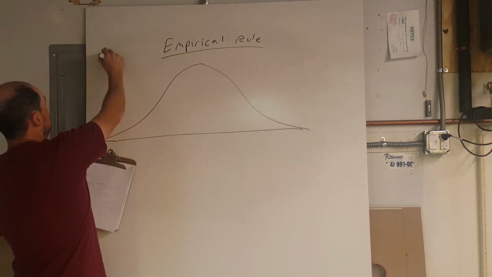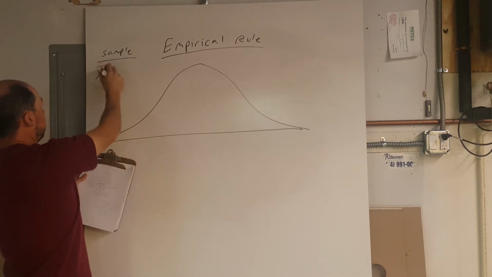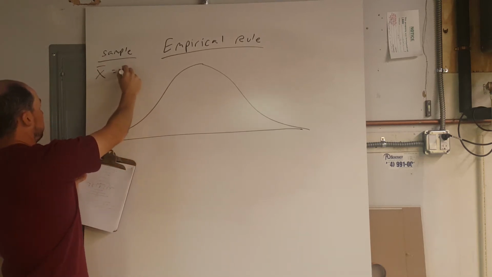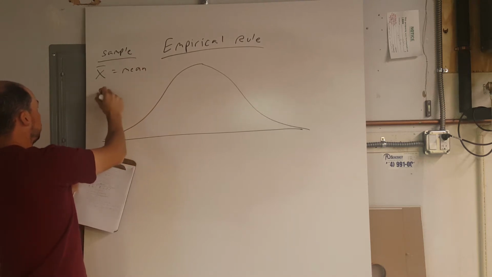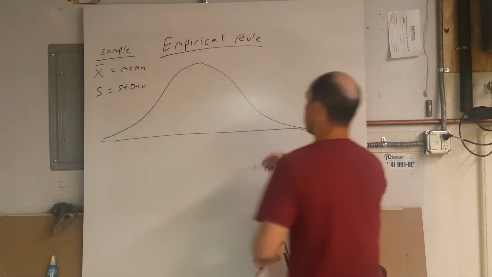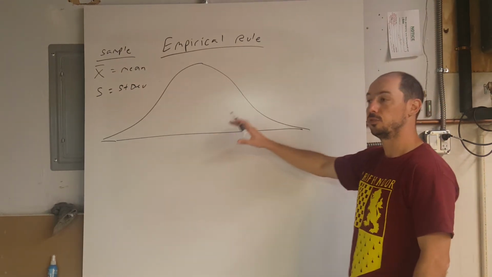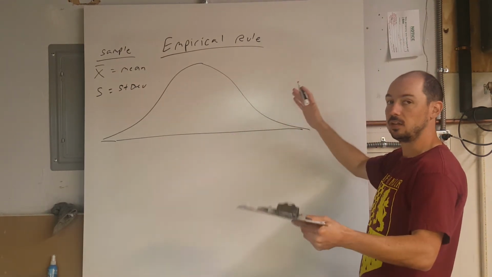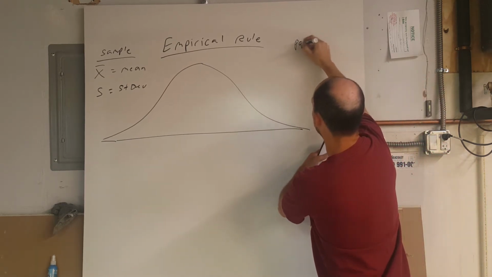If you have a sample of data, the sample mean uses the X bar symbol. That's for the mean. And if you have a standard deviation of your sample, use the letter S. That's for a sample. However, if you have a population, which a normal curve or normal distribution is used for, like lots and lots of data, thousands and thousands of pieces of data. Population.